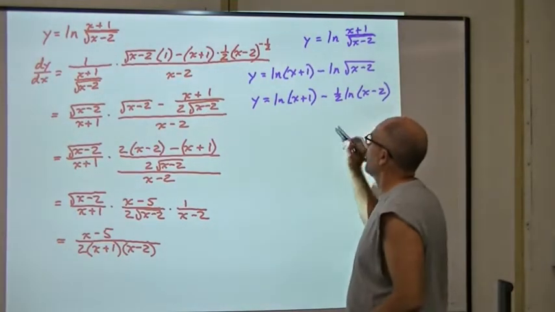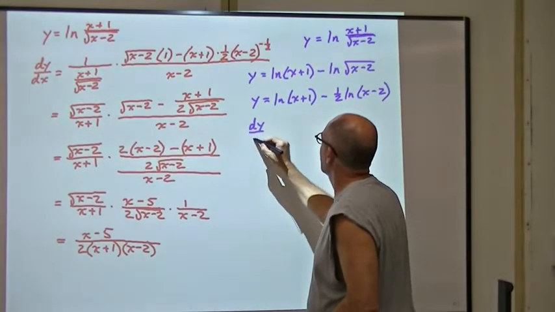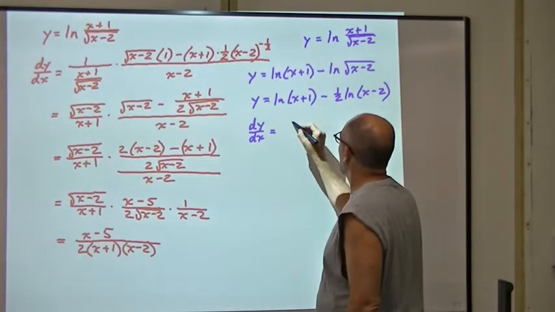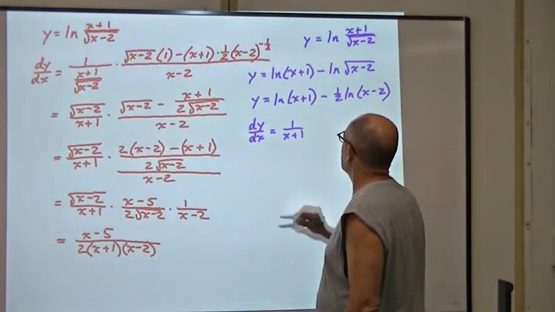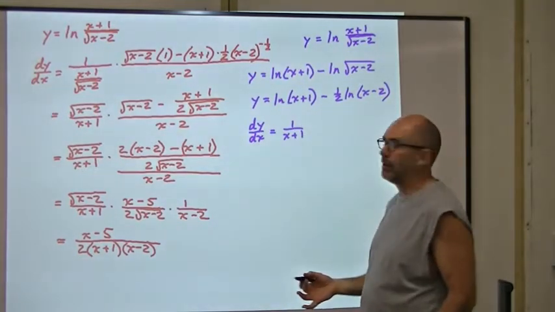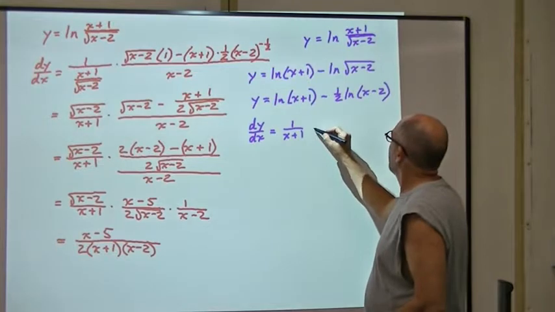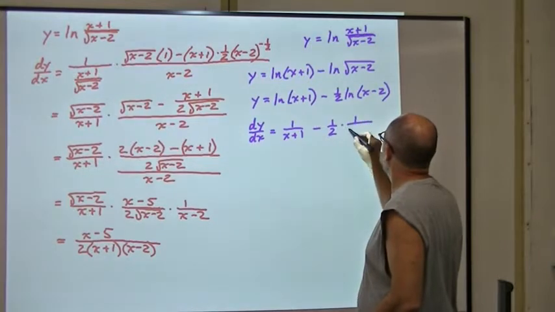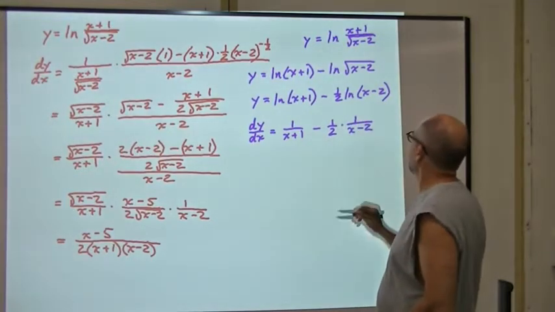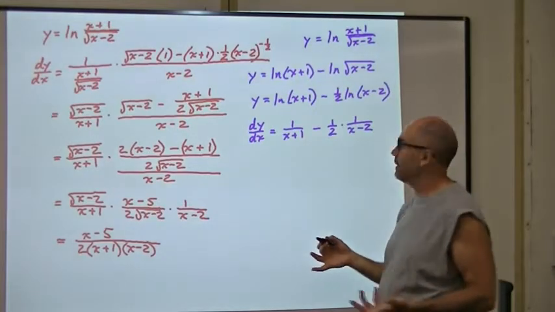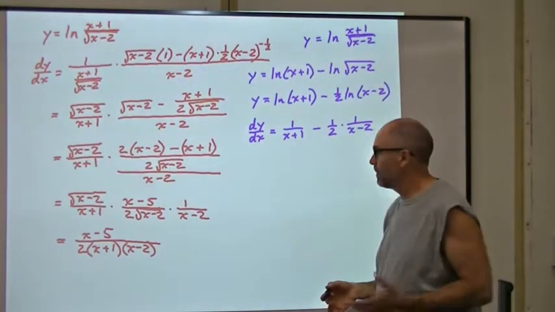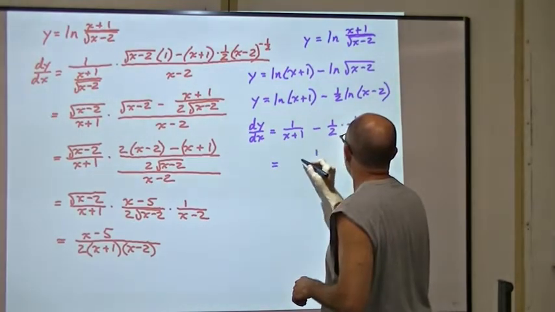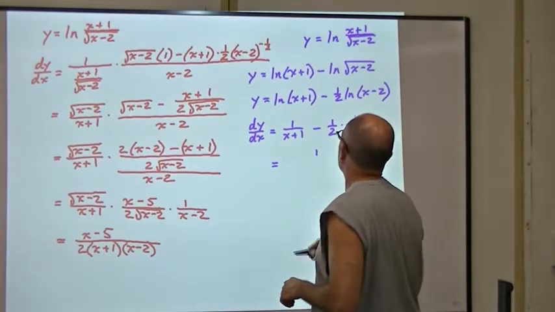Now let's take the derivative of this. So we go, okay, dy/dx equals derivative of natural log of x plus 1 is just 1 over x plus 1 times the derivative of the inside, which is just 1. That's handy. Then minus 1/2 times 1 over x minus 2. And then the derivative of x minus 2 is just 1. That's it, game over.